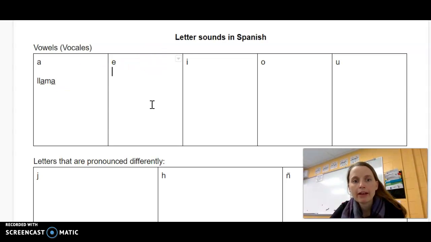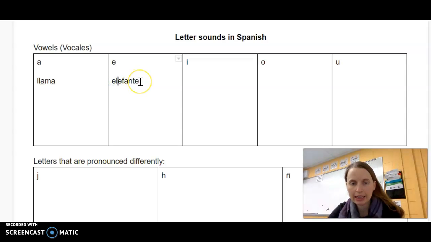Okay, and then we have eh, eh. Okay, so it's sort of a short sound, and just look at how I'm moving my mouth and saying it, eh. Okay, so eh, like in elefante, elefante. You notice how that eh sound, that E is in there 3 times, but it sounds the same every time, elefante.